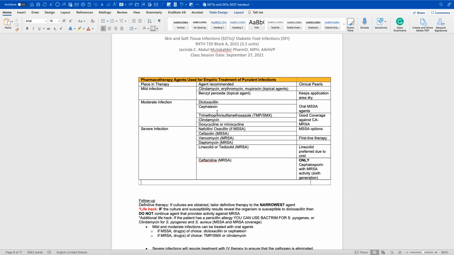So our anti-staphylococcal beta-lactam that is orally available. We can use dicloxacillin for a moderate infection. No reason to use IV therapy. We can use cephalexin, also a PO option.